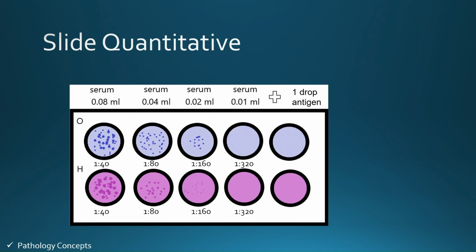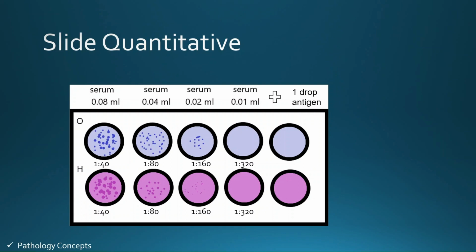So in the slide quantitative test, we have to add in the first circle serum 0.08 ml and 1 drop of antigen. In the second circle, we have to add serum 0.04 ml and 1 drop of antigen. In the third circle, we have to add serum 0.02 ml plus 1 drop of antigen. In the fourth circle, we have to add serum 0.01 ml and 1 drop of antigen.